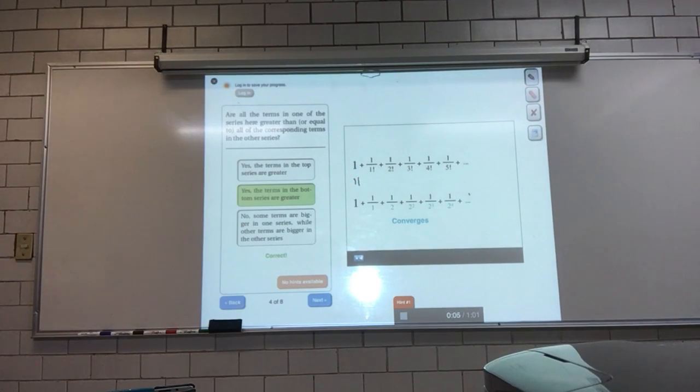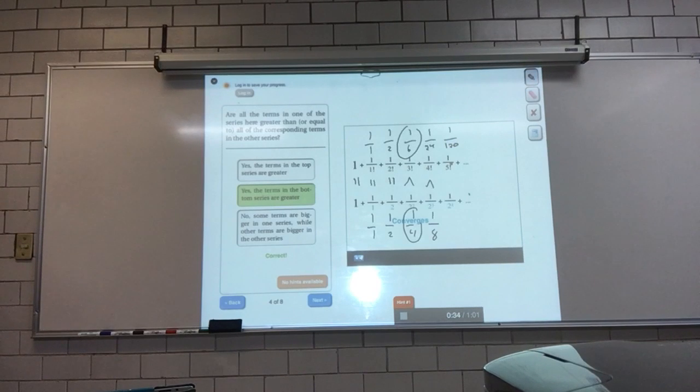The first term is equal in the two of them. And here now we have 1 over 1 and 1 over 1, so the second term is equal. The third term of each series, this one is 1 over 2, and this one down here is 1 over 2. So the third terms are equal. Okay. Now we have 1 over 6 and 1 over 4. So the bottom series is the bigger one, because a fourth is bigger than a sixth. And 1 over 4 factorial is 1 over 24, and this is 1 over 8. So the bottom series is bigger again.